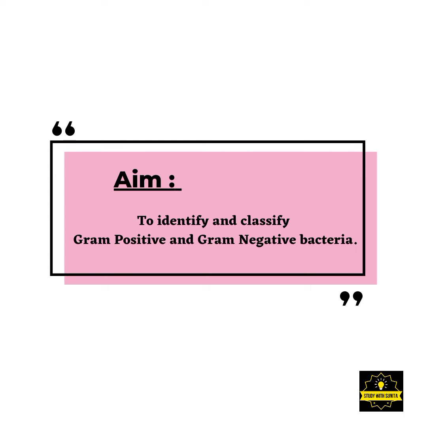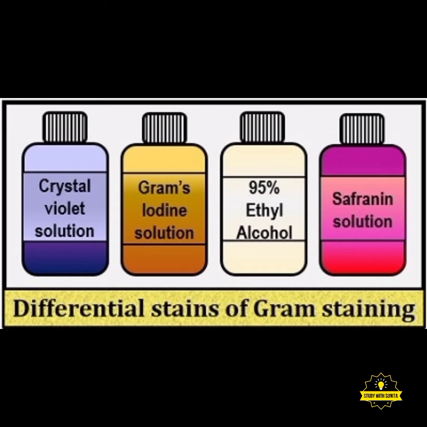Now we will discuss the aim of gram staining. The aim is to identify and classify gram-positive and gram-negative bacteria. The reagents are crystal violet, iodine solution, 95% ethyl alcohol and safranin.